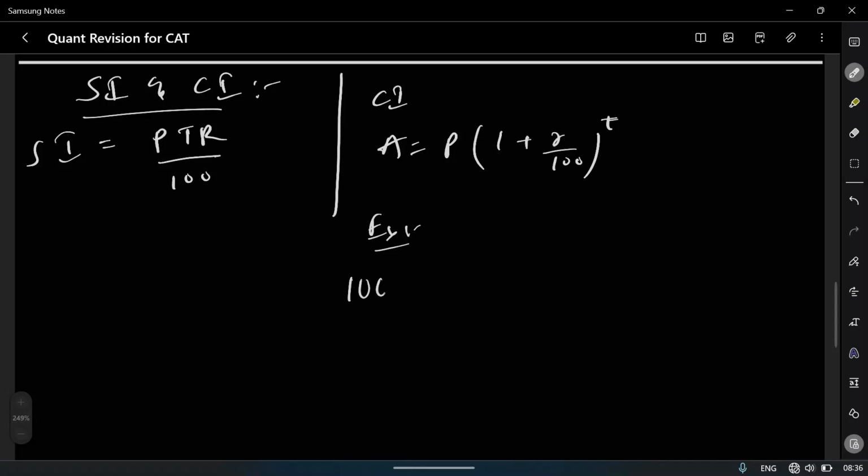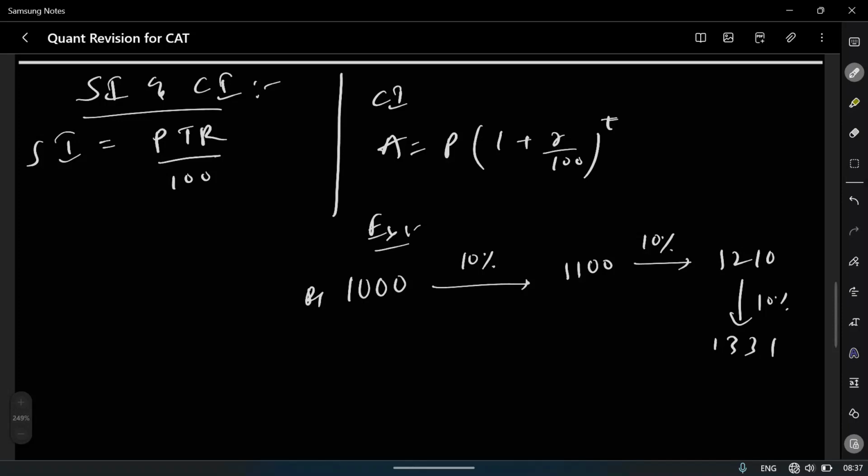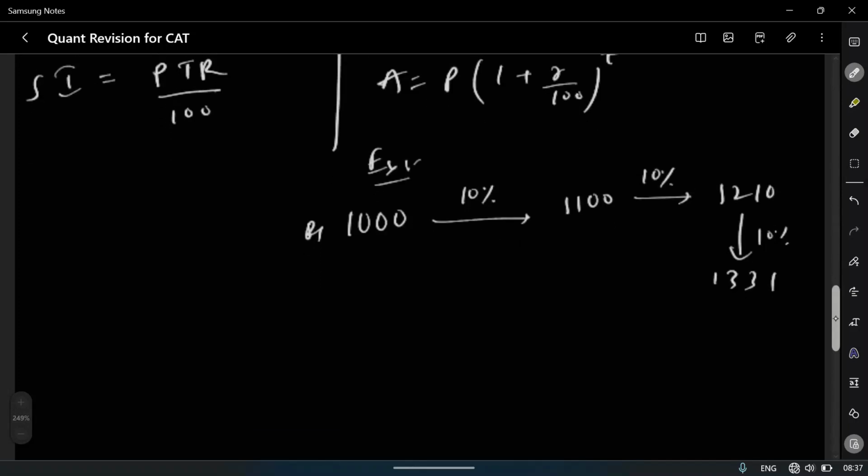Principal amount of 1000 rupees. Let us consider the rate of interest as 10%. After a year, it becomes 1100. After another year, the 10% is on the 1100, so it becomes 1210. For the next year, it increases by another 10%. It becomes 1331. So this is for compounding annually.